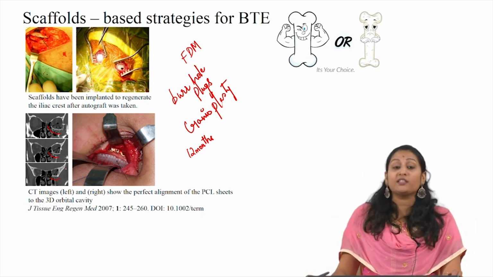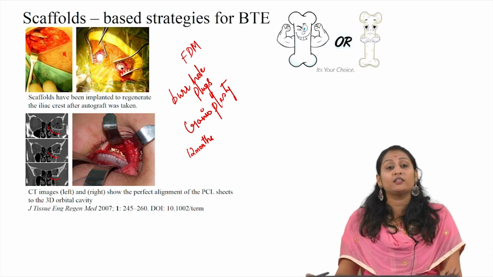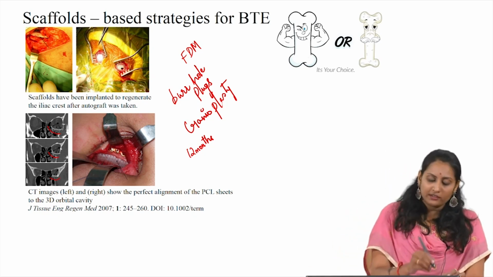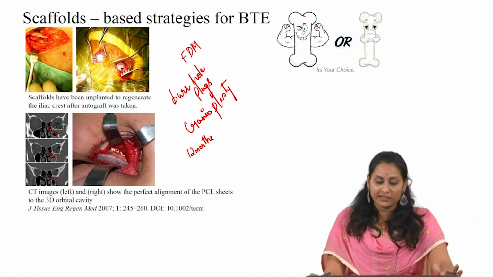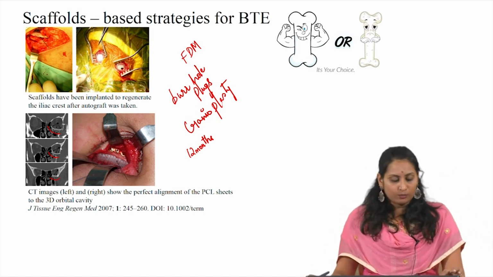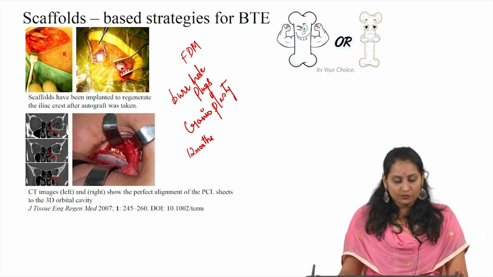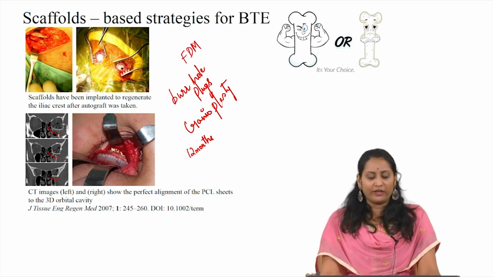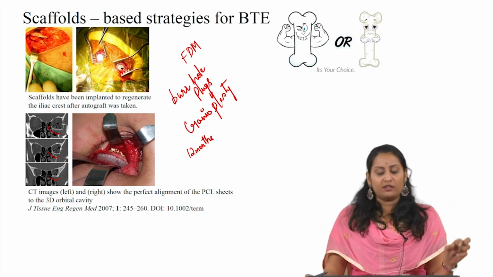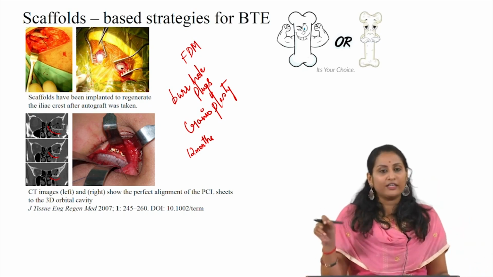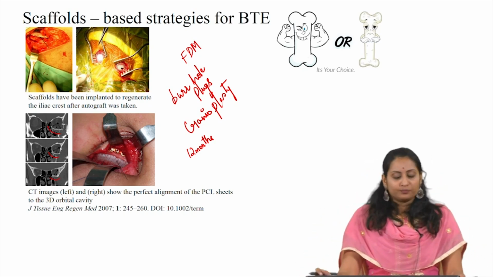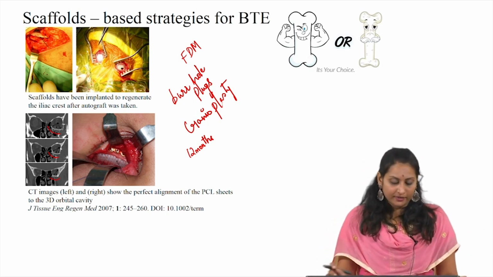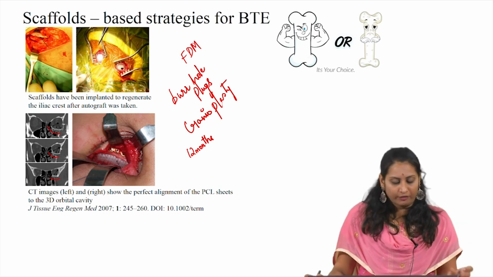In the first image, they used these PCL sheets in the autologous iliac crest, where they removed skin, placed this sheet, and tested for the regeneration of bone, and they found it successful. In the second image, they placed these PCL burr hole sheets on skull defects, and after 12 months of the study they found that they were perfectly aligned and healed the bone defect.